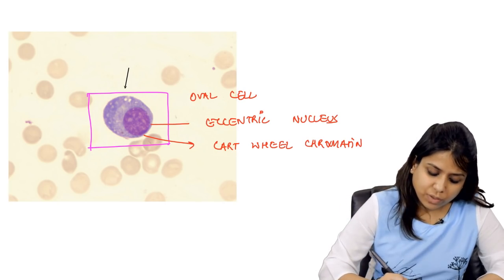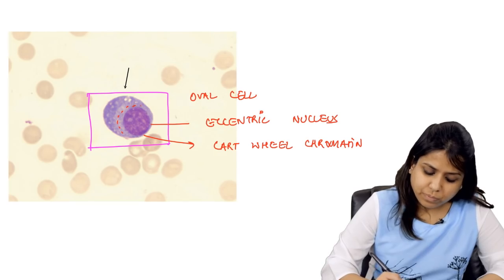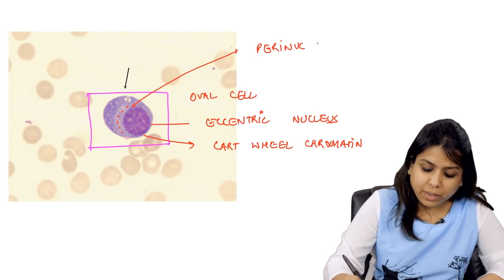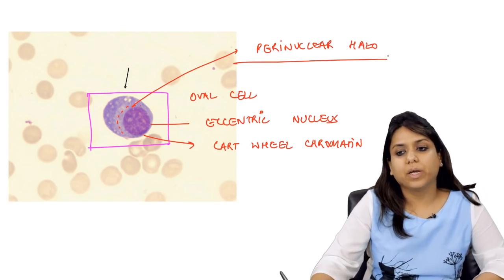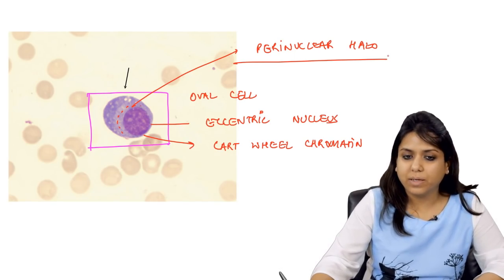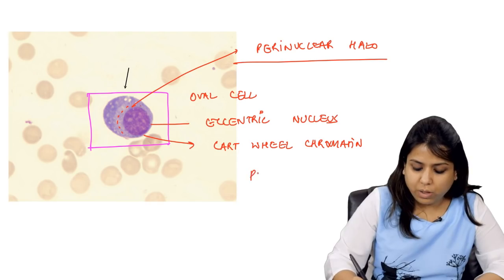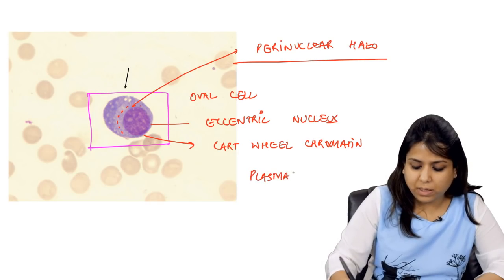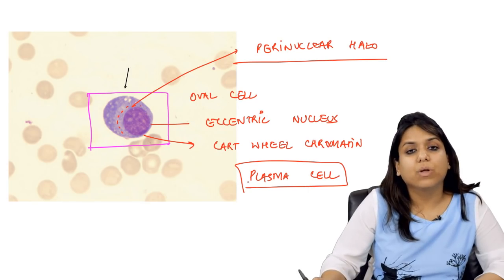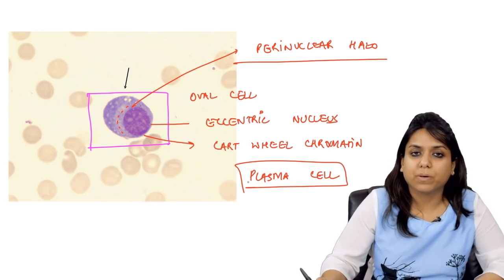Very important feature is a perinuclear halo. Outside the nucleus, there is an open space, an empty space, which is called as a perinuclear halo. Right? So this is how a normal plasma cell looks like. And plasma cell excess will be seen in multiple myeloma.